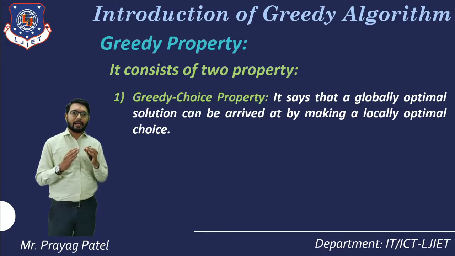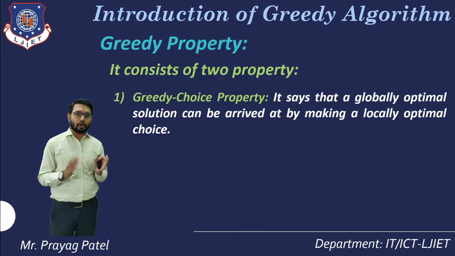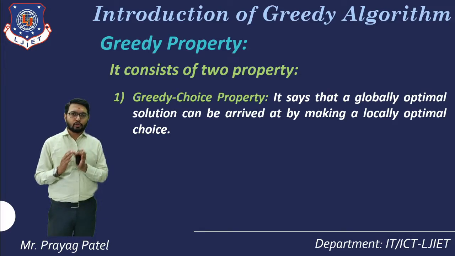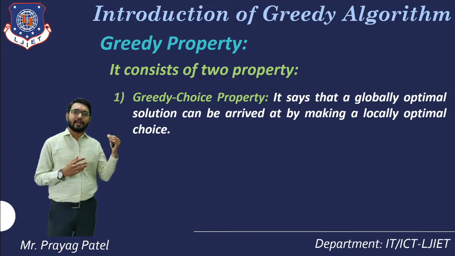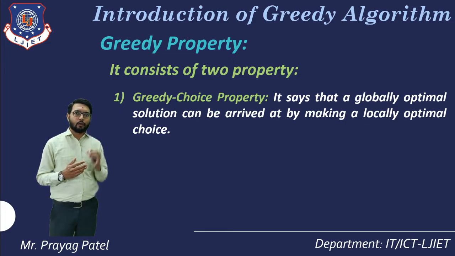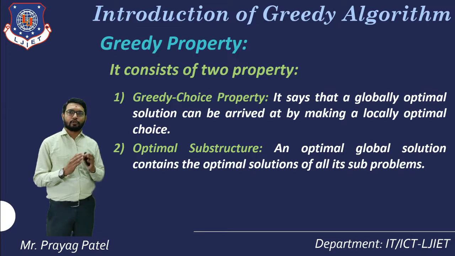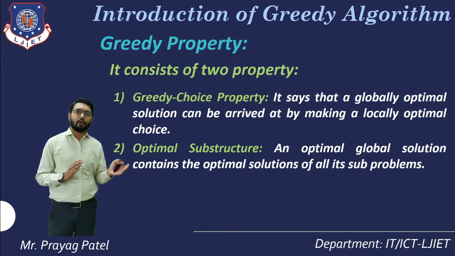Locally optimal solution means at a particular moment or at a particular step, you have many options. Out of all these options, select the best option. But globally optimal solution means after finding the locally optimal solutions, the final goal is to find the globally optimal solution. When we find the global optimal solution, all the choices of the locally optimal solution are considered optimal. So we can say that the greedy choice property says that a globally optimal solution can be arrived at by making a locally optimal choice. Because when we find the global optimal solution, each and every option must be optimal.